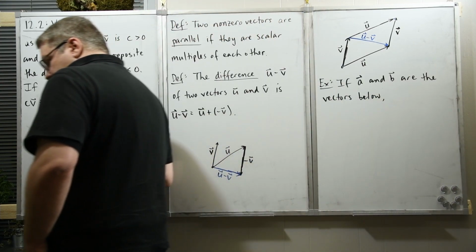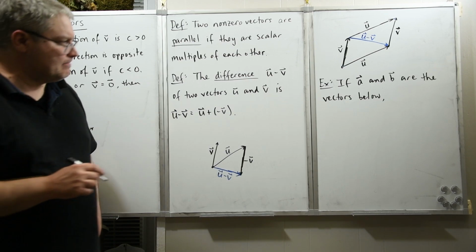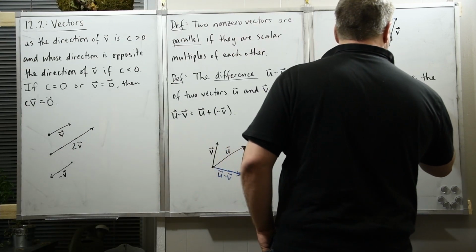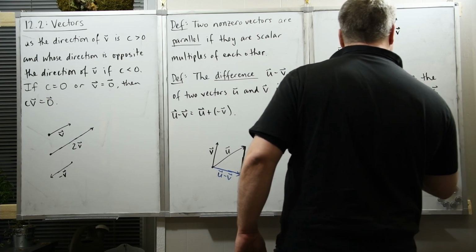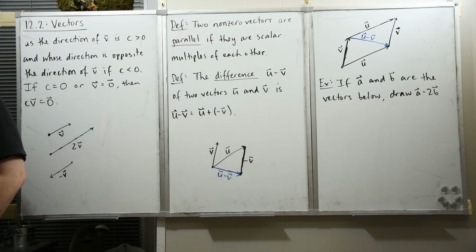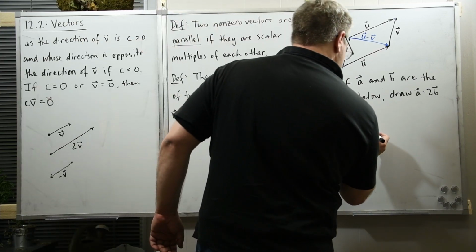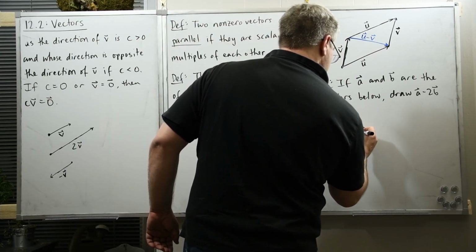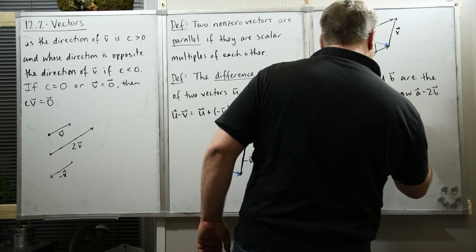So I'm going to draw two vectors, a and b, and we're going to draw a minus 2b based on them. And so our vector a, we're going to draw like this, and our vector b is going to look like this.